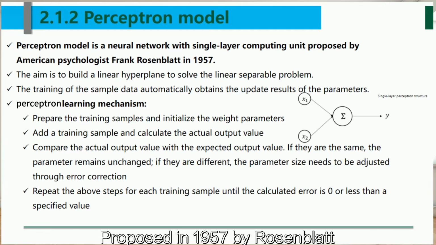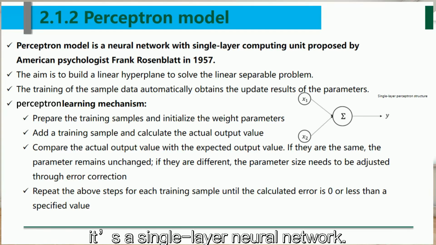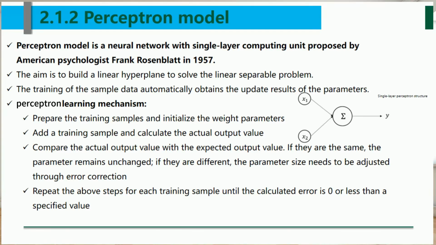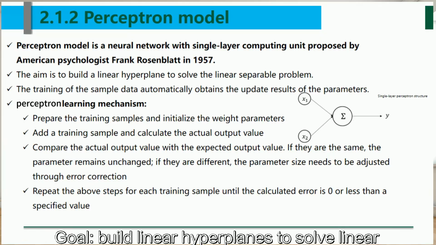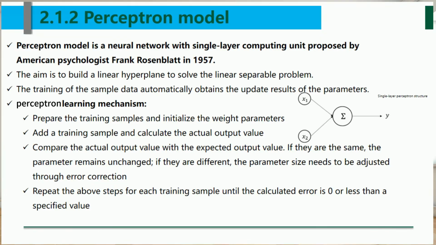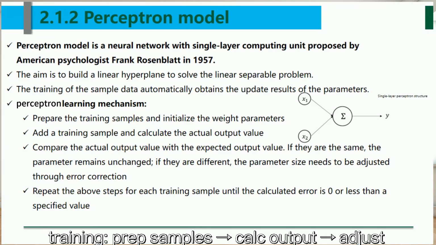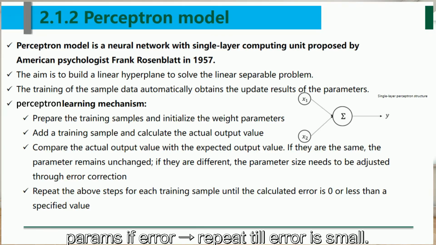Proposed in 1957 by Rosenblatt, the perceptron is a single-layer neural network. Goal: build linear hyperplanes to solve linearly separable problems. Unlike MP, its parameters update automatically via training. Prepare samples, calculate output, adjust parameters if there is error, and repeat till the error is small.